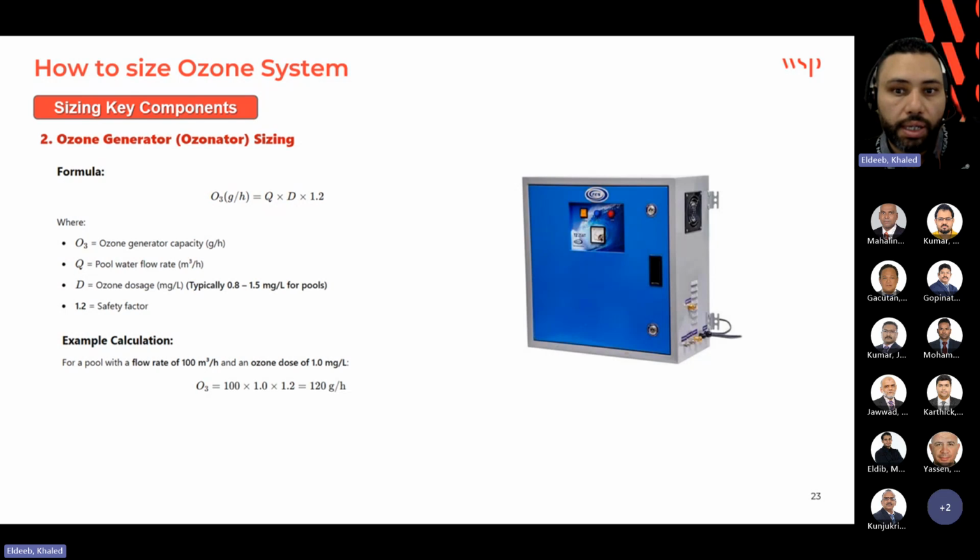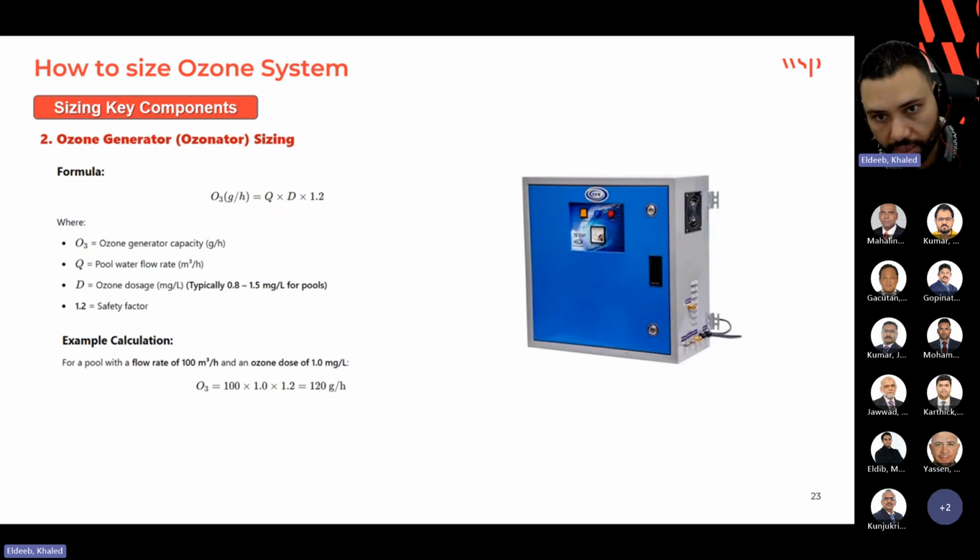Okay. So here we know the ozone generator sizing. The ozone generator capacity depends on the flow rate and ozone dose required for effective oxidation and disinfection. To size the generator, we need to apply the recommended dose, which is 1 milligram per liter in the formula displayed on the screen. So we can set the ozone generator unit according to this formula.